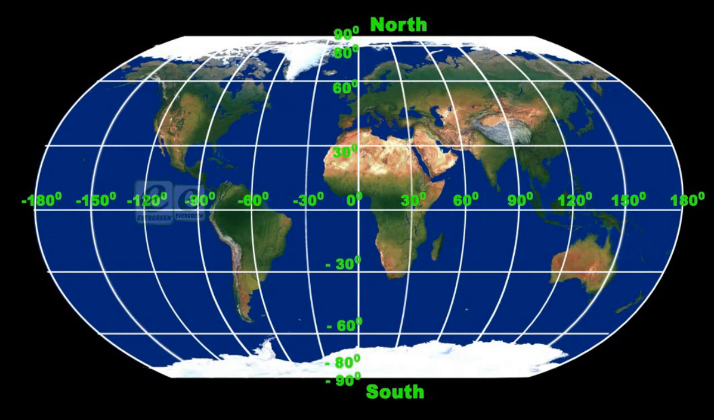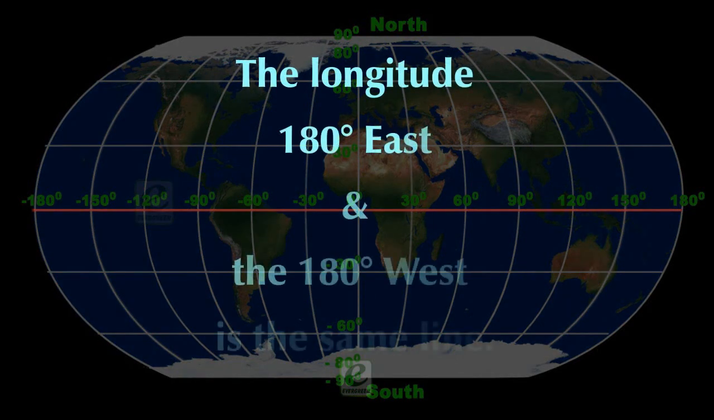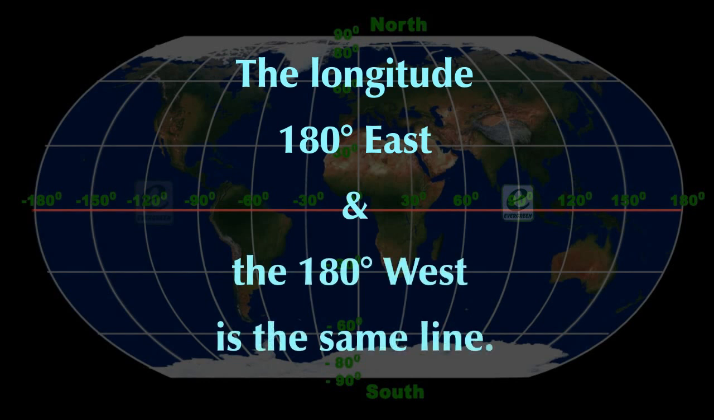The total number of longitudes is 360. There are 180 longitudes to the east of the prime meridian and 180 longitudes to the west of the prime meridian. Thus, it is important to write E or W, east or west, after the longitude. The longitude 180 degree east and 180 degree west is the same line.